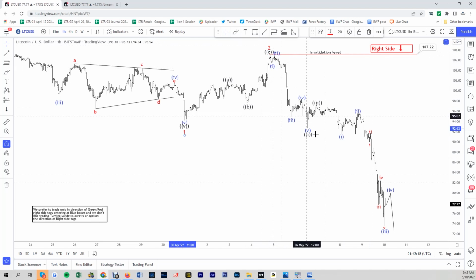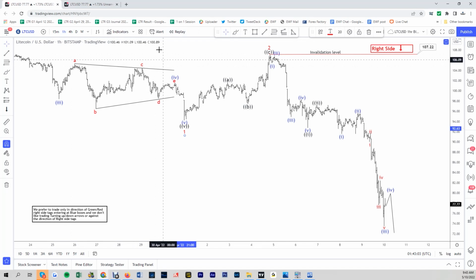Within the wave three, it subdivides into one, two, and now we're looking for three of three. So this is a nest here, one, two, one, two. We should be looking for a four and a five in blue here, which is the minuette degree, right? Once it completes the 5 in blue, that should complete the 3 in black here, which is the minute degree, and then we'll have a 4 and a 5 also in the black degree before completing the 3 in the minor degree here. So overall, you should continue to expect the downside, the sell-off in the cryptos and Litecoin in particular.